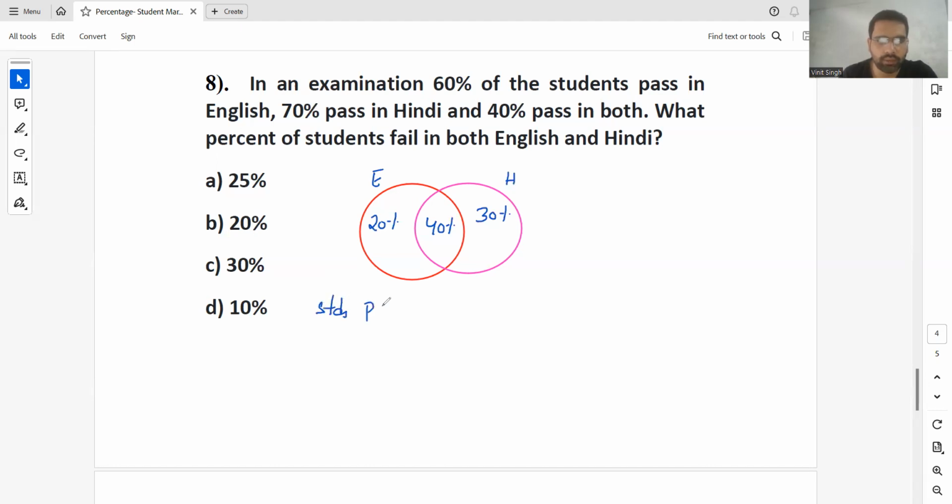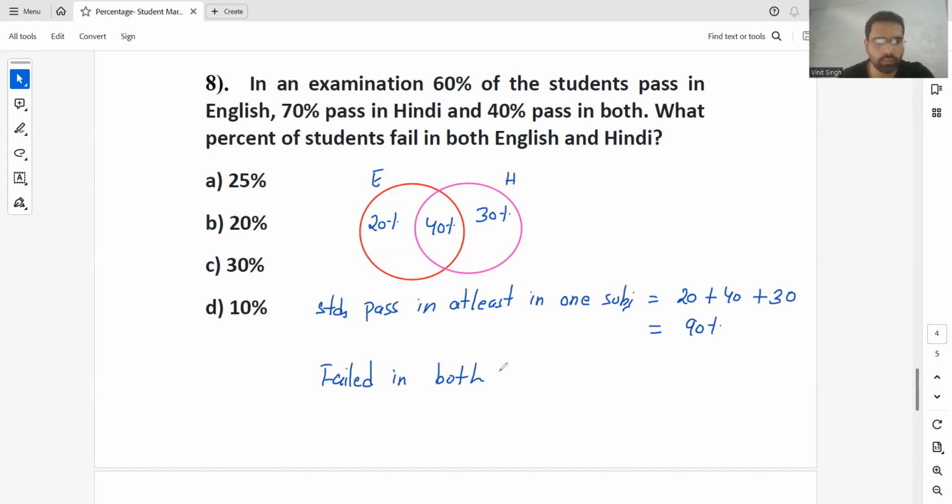Students who pass in at least one subject is 20% plus 40 plus 30, which is equal to 90%. And we have to find what percent of students failed in both subjects.